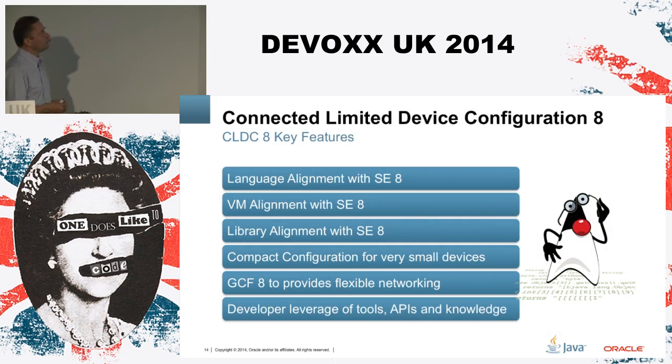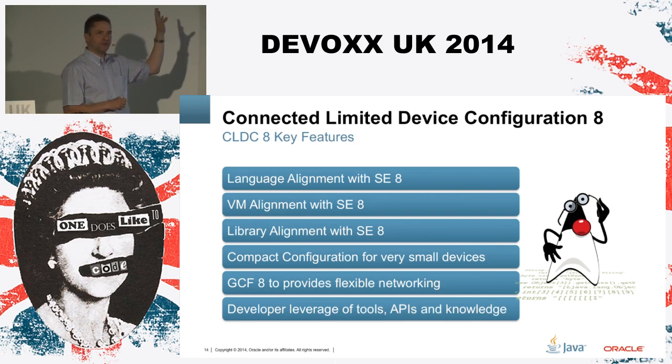Now, in terms of the CLDC, Connected Limited Device Configuration version 8, what we've really tried to do is, as far as possible, align things with what we've done with Java SE 8. So we've moved the language forward a lot. Java ME was one of those things that got a little bit dusty and a little bit abandoned in terms of its development. So we were still using a very old version of the Java language. So we've really brought that forward.